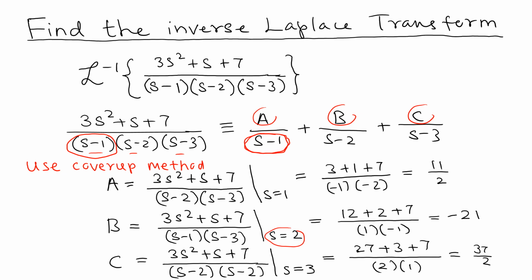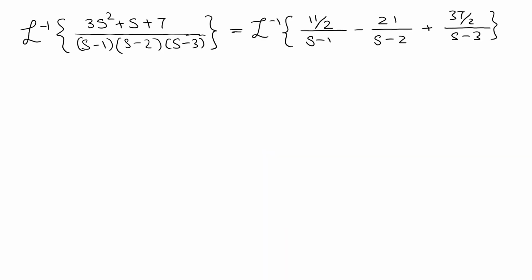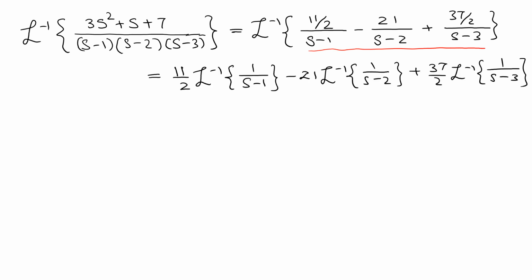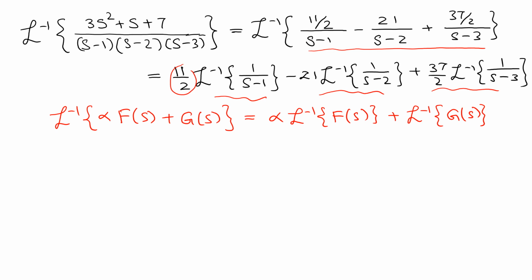Now since we have all the values, we can plug those values back into the partial fraction and find the inverse Laplace transform. Next, we know that the inverse Laplace transform is linear. Because of the linear property, we can break this down into three different parts, and we can take the numbers outside by the linearity property. If you have a sum or a difference, you can break it down, and if there's a constant, you can pull the constant out. That's the linear property, and that's exactly what we use here.